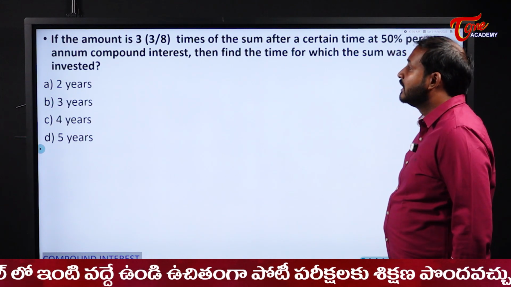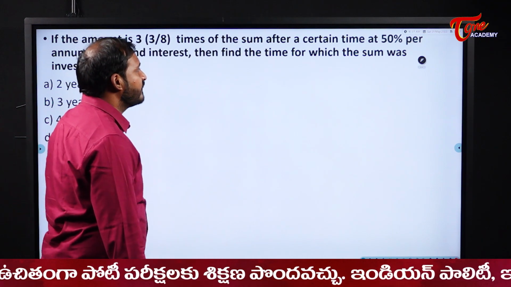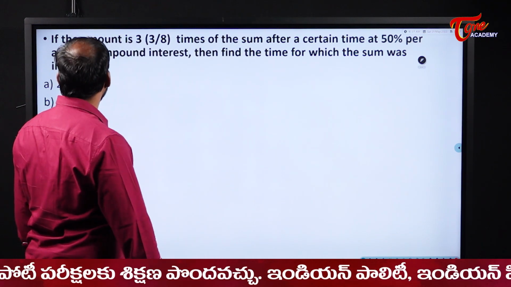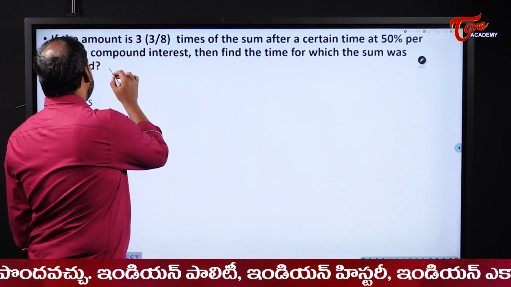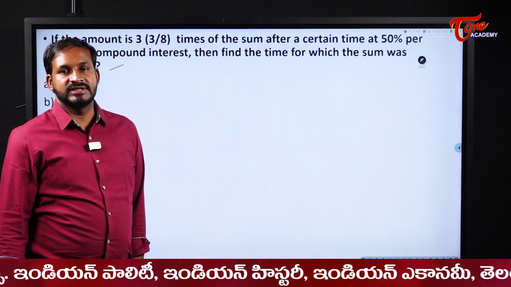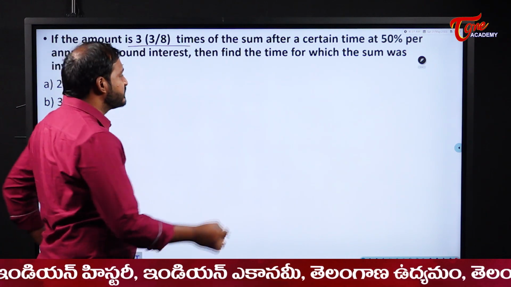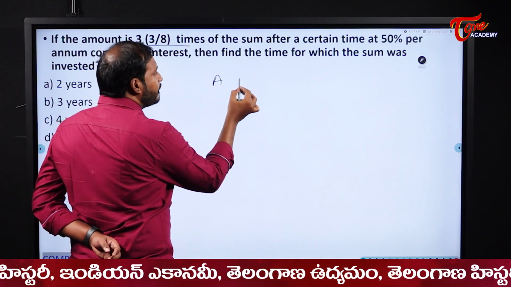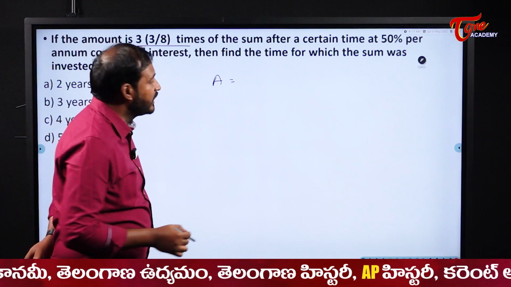Next one. If the amount is 3 by 8 times of the sum after a certain time at 50% per annum compound interest, then find the time for which the sum was invested. See here, students, amount is 3 by 8 times of the sum. That means what? Amount is equal to... okay, 3 by 8 means what it becomes? 27 by 8.